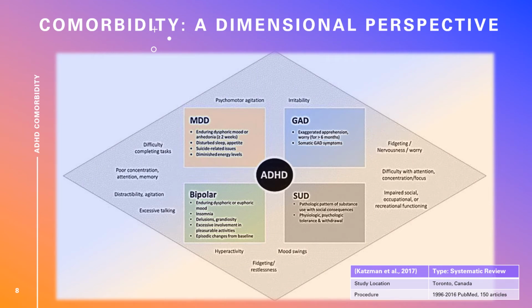A 2017 Canadian study by Katzman and others sought to explore the clinical implications of a dimensional approach to ADHD and comorbid disorders. They conducted a systematic review of 150 PubMed articles published between 1996 and 2016. The research indicates that ADHD is a common psychiatric disorder that goes unrecognized, undiagnosed, and untreated, and the most common psychiatric comorbidities that occur with ADHD in adults in the study are depression, anxiety disorders, bipolar disorder, substance use disorders, and personality disorders. The authors argue that with significant overlap between these disorders, ADHD should be conceptualized as a spectrum rather than a categorical disorder, such that it can significantly improve functional outcomes across all psychiatric comorbidities if treated effectively.